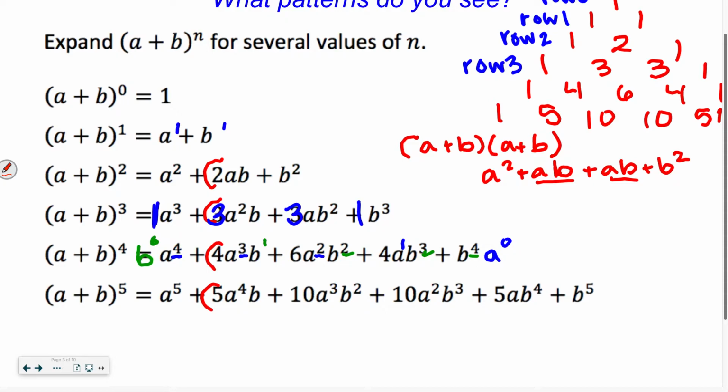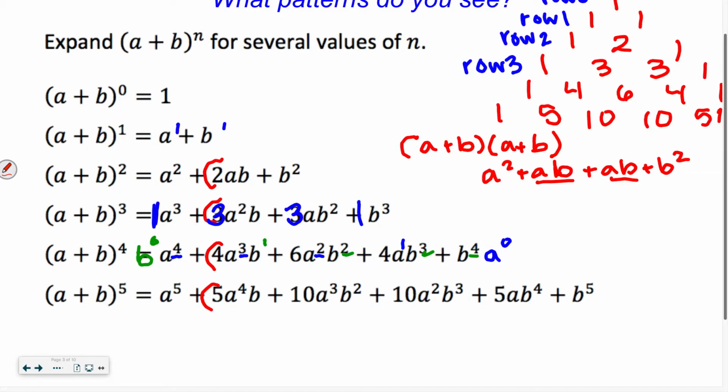So, we can do things the long way. We could take the time to multiply a plus b times a plus b times a plus b times a plus b times a plus b. Or we could pick up on these patterns and use Pascal's triangle to expand our binomials. Which is what we're going to do.